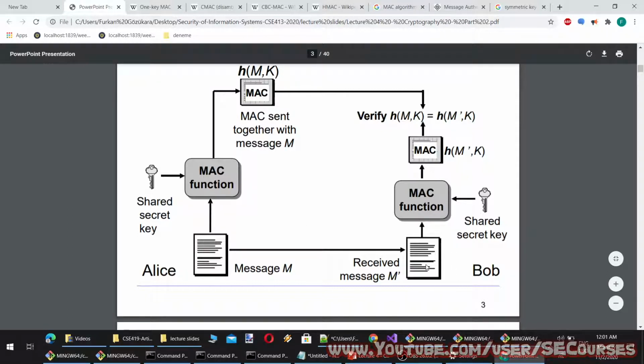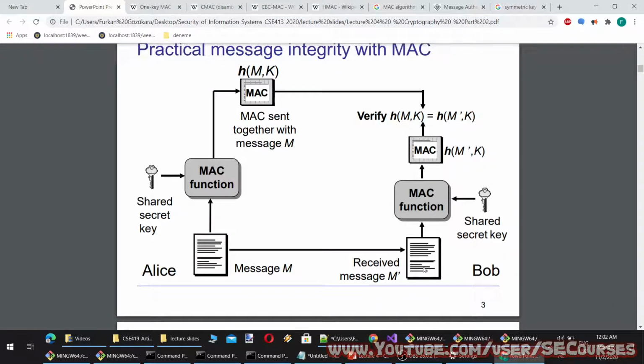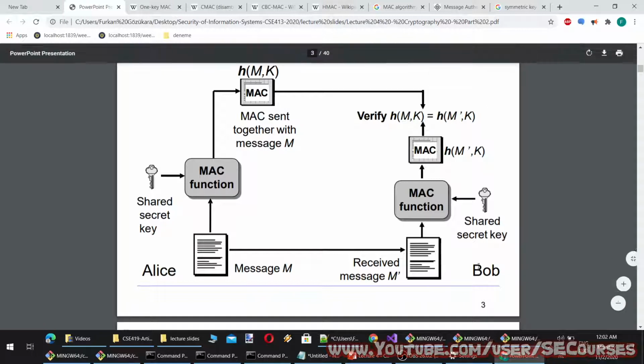Then Bob receives the message and the MAC code, and Bob calculates the MAC of the message by using the shared secret key K. If the newly computed MAC code and the received MAC code are equal, then Bob knows that the message indeed came from Alice and the message was not forged on the way. So this is how it works. It's pretty simple.